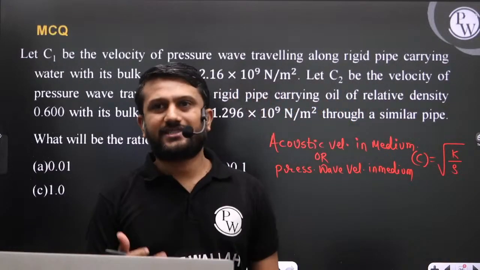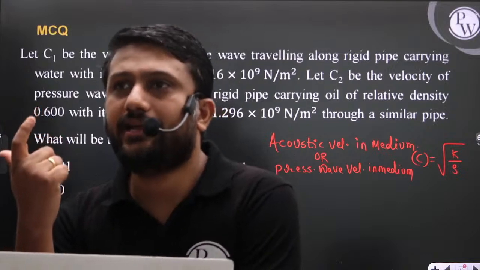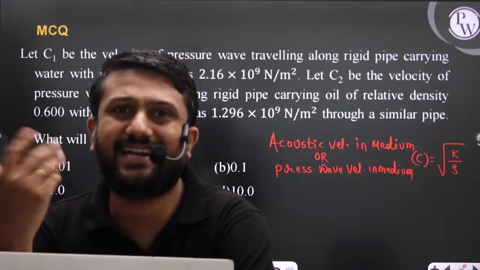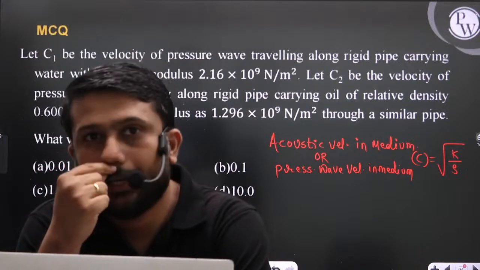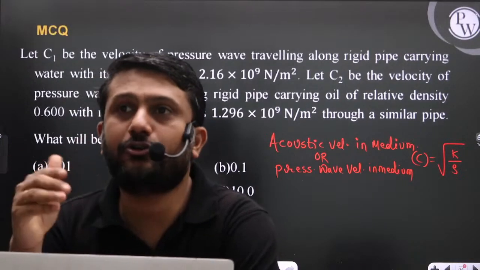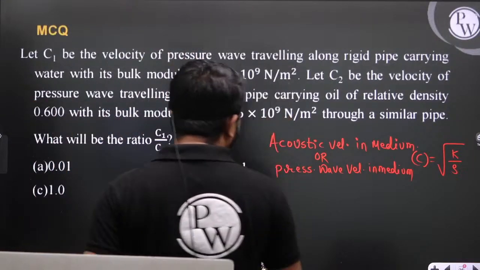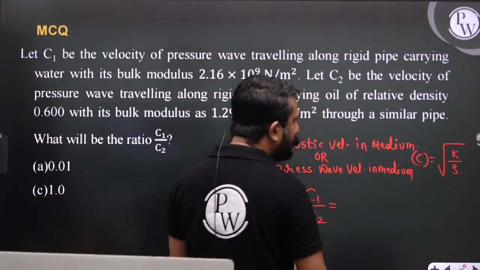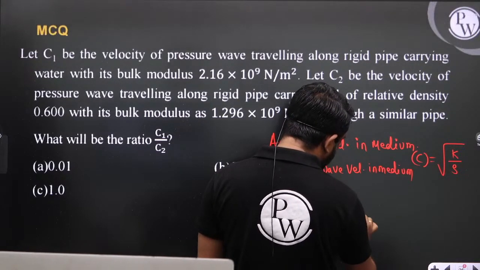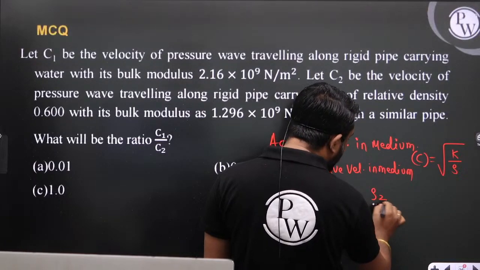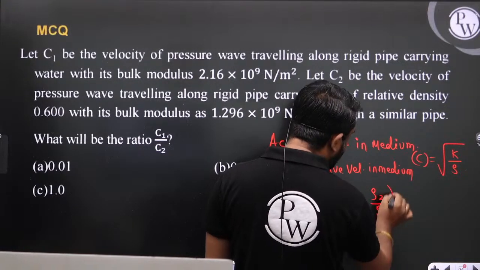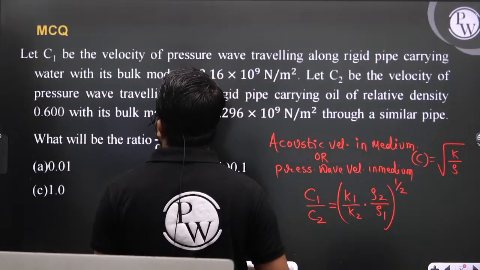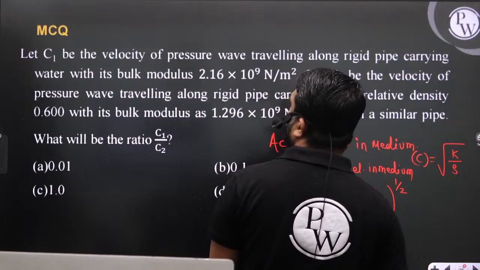So the acoustic velocity in a medium, or velocity of pressure wave in a medium, depends on the bulk modulus and density of the medium. Mathematically, C is equal to root over K by rho. So it is simple now. C1 by C2 is equal to K1 by K2 into rho 2 by rho 1, to the power 1 by 2. Now C1 is the velocity of pressure wave in water.